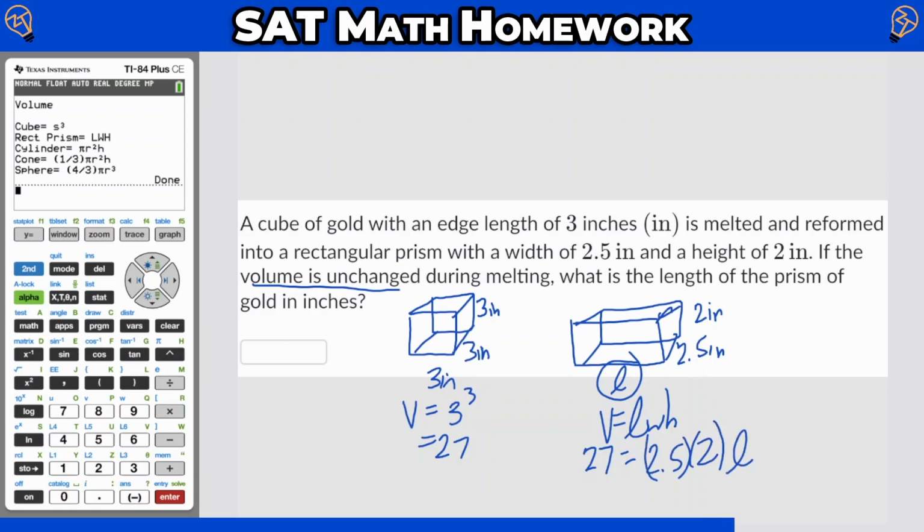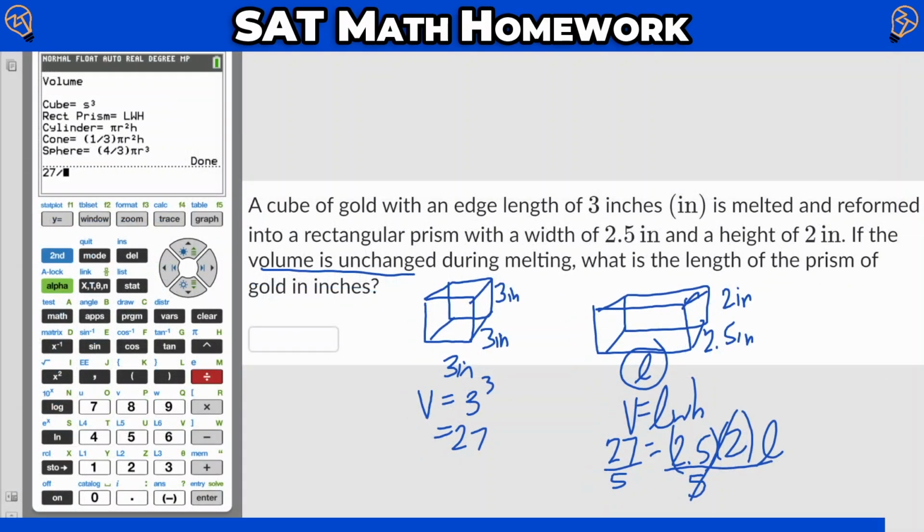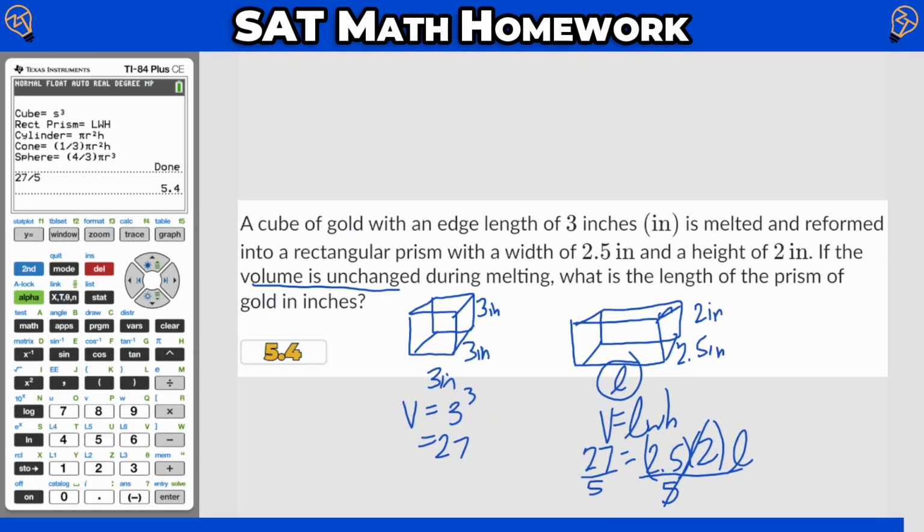And then you could use solver, but I feel like this is straightforward enough. We don't need to. 2 times 2.5 is 5. So when we divide both sides by 5, we're essentially simultaneously multiplying them and getting rid of it at the same time. So we get 27 over 5, which would be an acceptable answer. Or we could do the division and see that we get 5.4.